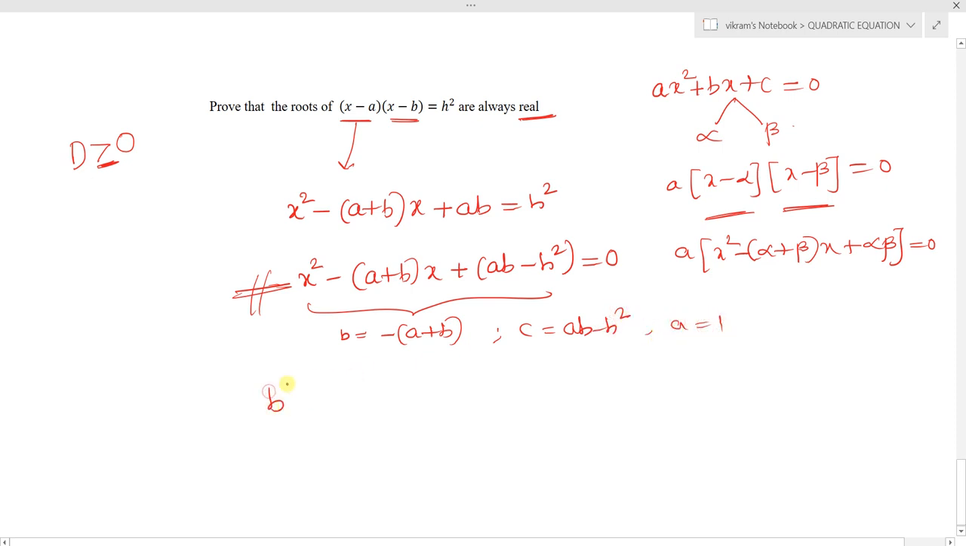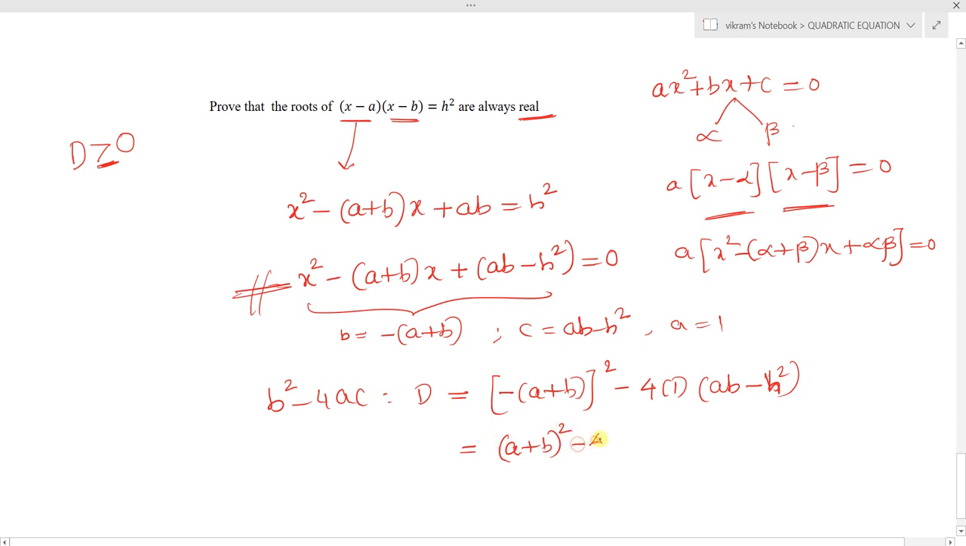Now find out the discriminant b square minus 4ac. The discriminant for the given condition is minus of a plus b whole square minus 4ac. C is nothing but ab minus h square. So if we write this, we can obtain a plus b whole square minus 4ab, and we obtain plus 4h square.